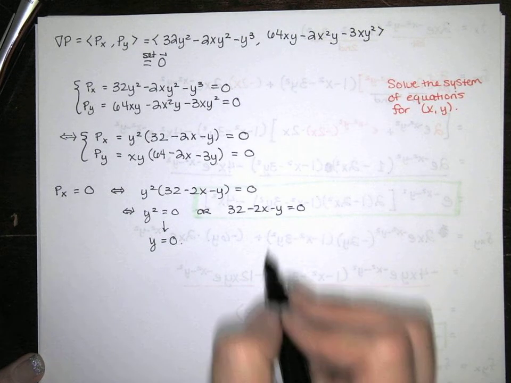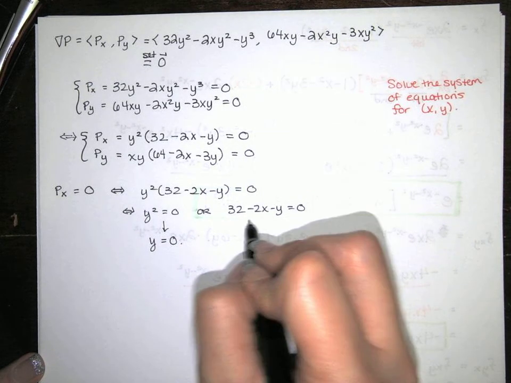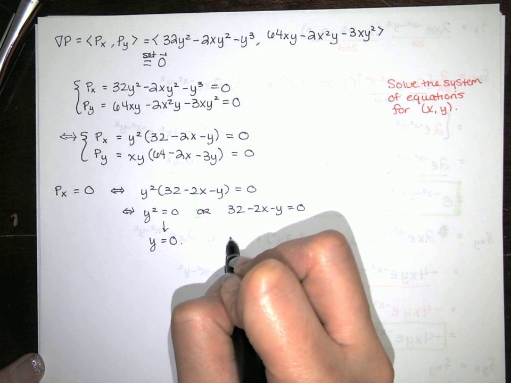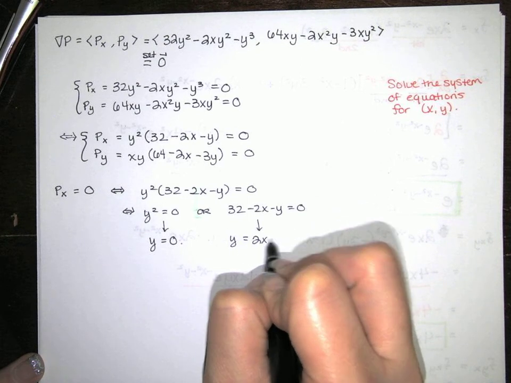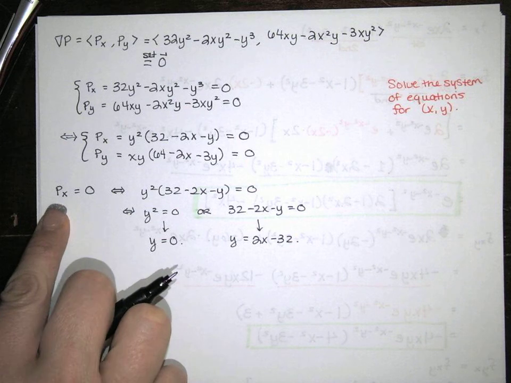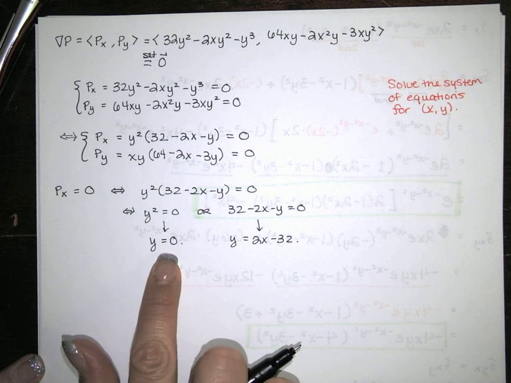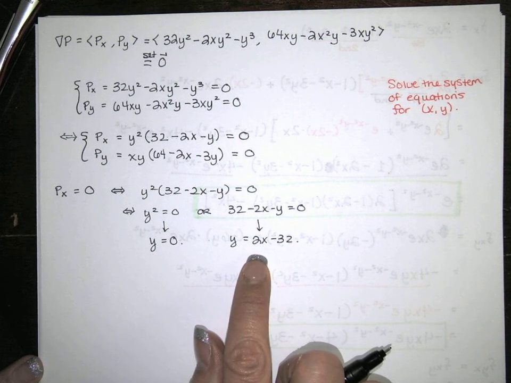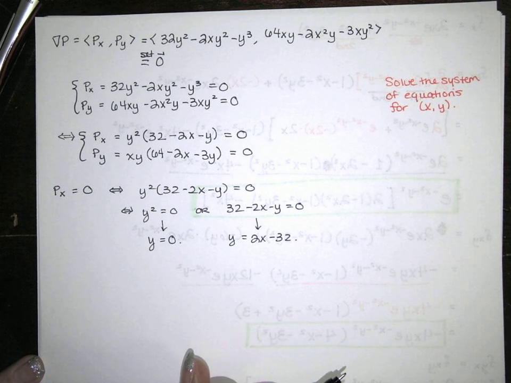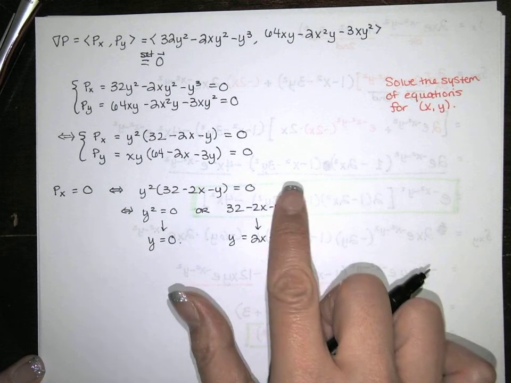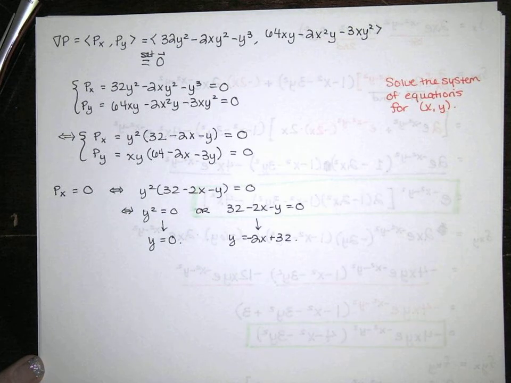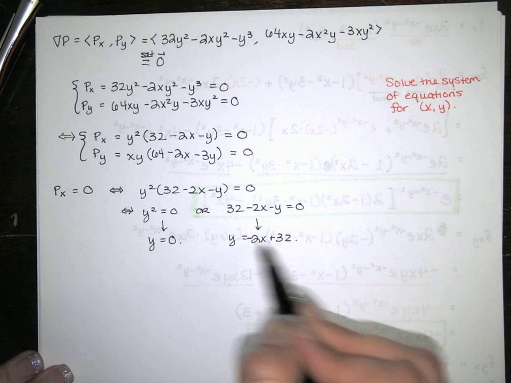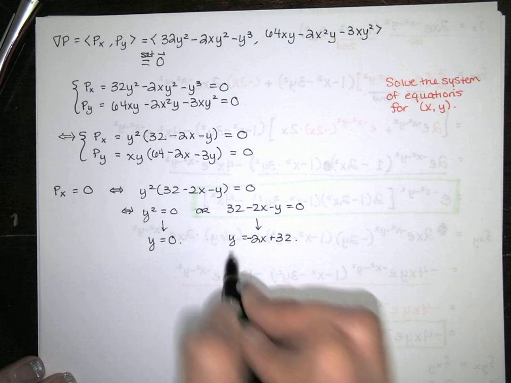So we're good there. And if that's true, well, I think I'll just rearrange that equation. We have y equals 2x minus 32. So if the partial of p with respect to x equals 0, either y equals 0, or we're on this line in the xy plane where y is 2x minus 32. Oh wait, did I do that right? Add y to the other side. It's actually 32 minus 2x. There we go. Yeah, okay. So y is equal to 0, or we're on this line. So those are our two cases.